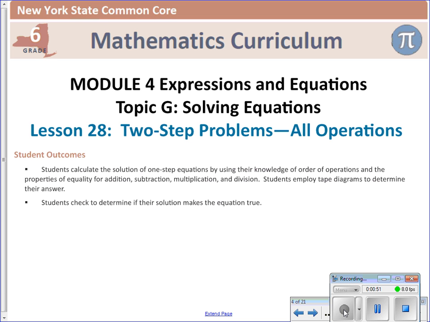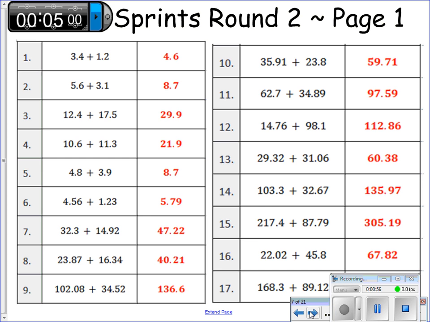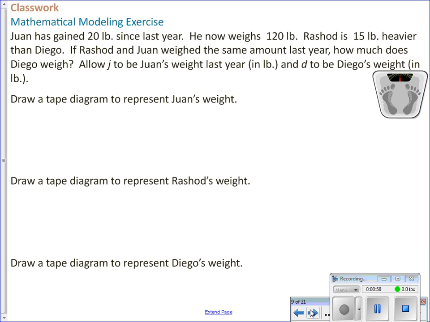All right, so let's take a look at how these are going to work. We're not doing the sprints today because we have shortened periods.